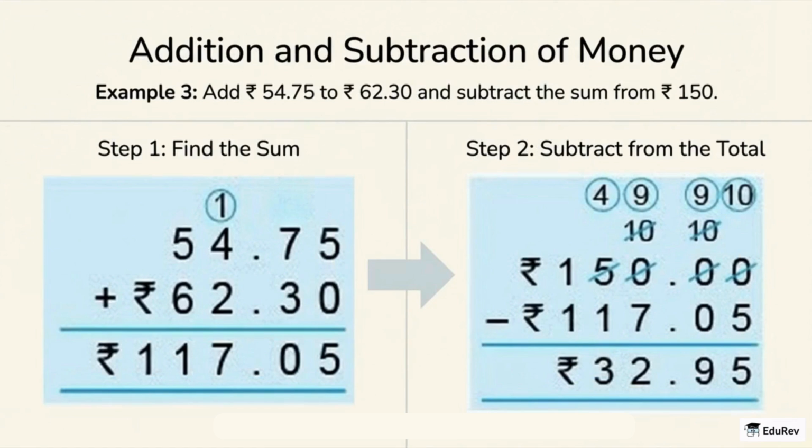Here's another worked example. Add 54.75 and 62.30 to get 117.05. If you then subtract that sum from 150.00, subtract 117.05 from 150.00, and the remainder is 32.95. Breaking problems into clear steps. Find the sum, then subtract. Keeps the work tidy and accurate.